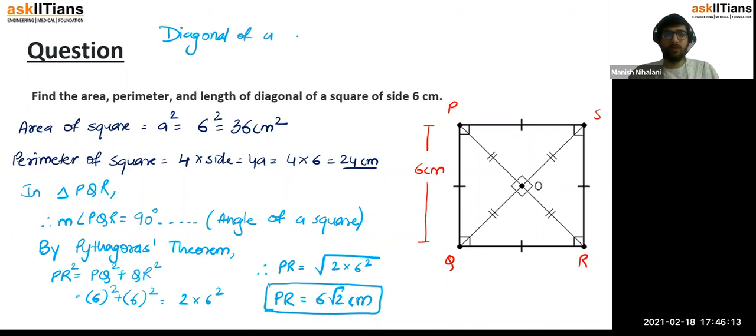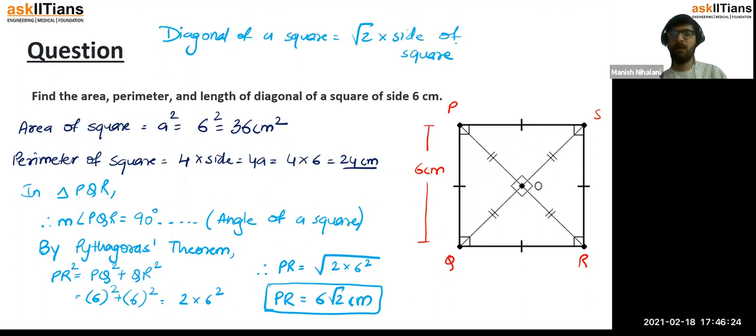is equal to root 2 into side of the square, root 2 into side of square, ठीक है? क्योंकि side of square तो same ही है, right? 6, 6, 6, 6, so इसीलिए diagonal of a square is root 2 into side, it's always right. So we know area, now we know perimeter, now we know diagonal of the square. So we have found all three answers, 36, 24, and 6 root 2, right?